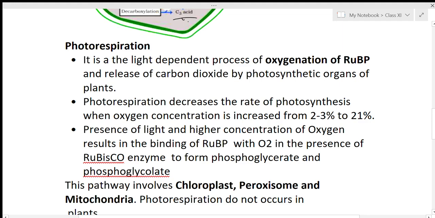What happens in photorespiration? The RuBP combines with oxygen to release CO2. Photorespiration decreases the rate of photosynthesis when oxygen concentration is increased from 2 to 3% to 21%. यदि ऑक्सीजन का कंसेंट्रेशन ज्यादा होगा तो उस समय रेट ऑफ फोटोसिंथेसिस विल बी डिक्रीज. कितना हो सकता है यदि इंक्रीज होगा ऑक्सीजन कंसेंट्रेशन? तो 2 to 3% ऑक्सीजन से ज्यादा 21% हो गया. At the time photorespiration takes place and the rate of photosynthesis will decrease because more concentration of O2 is there at that time.